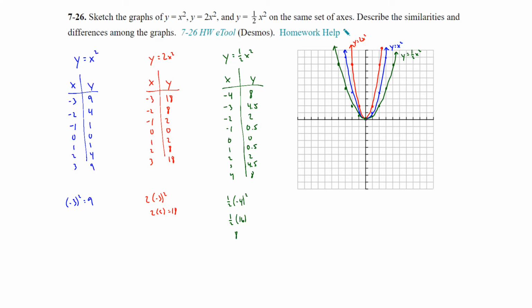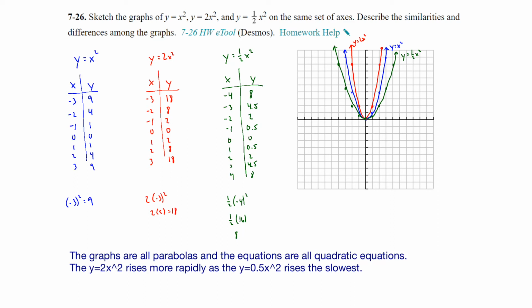Maybe the differences are that the one that has the 2x squared seems to be rising a little bit more rapidly, and the one that's the 1/2 x squared seems to be rising a little bit more slowly. And that's why, in terms of the width, so to speak, of the parabola, you can see it's a little bit wider, whereas the 2x squared, because it's growing more rapidly, is a little bit more narrow.